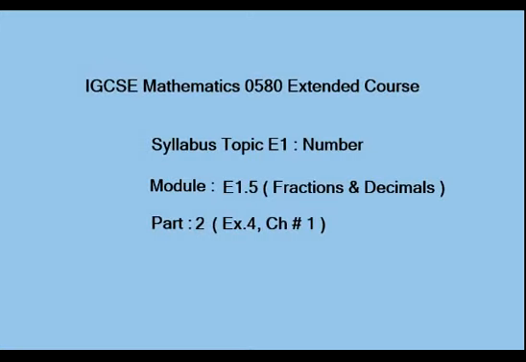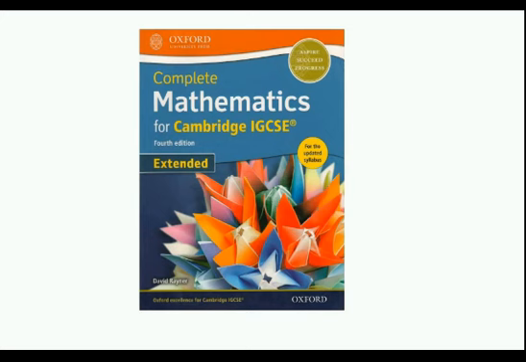Hello and welcome to IGCSE Mathematics 0580 extended course, syllabus topic E1 number, module E1.5, which is about fractions and decimals. This is part 2, and we are going to solve exercise 4 of chapter number 1. We are using the Complete Mathematics for Cambridge IGCSE extended syllabus book, written by David Rayner.